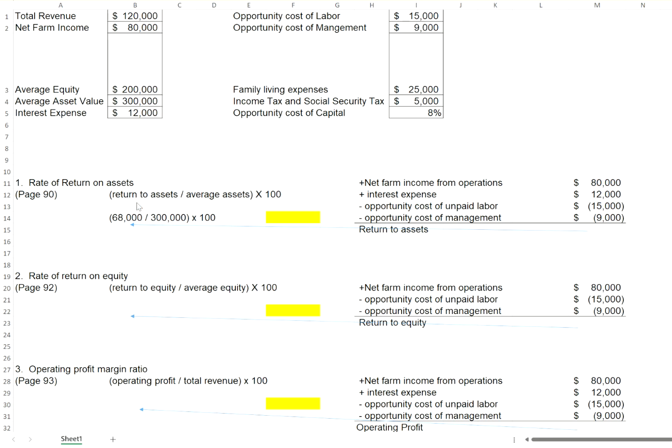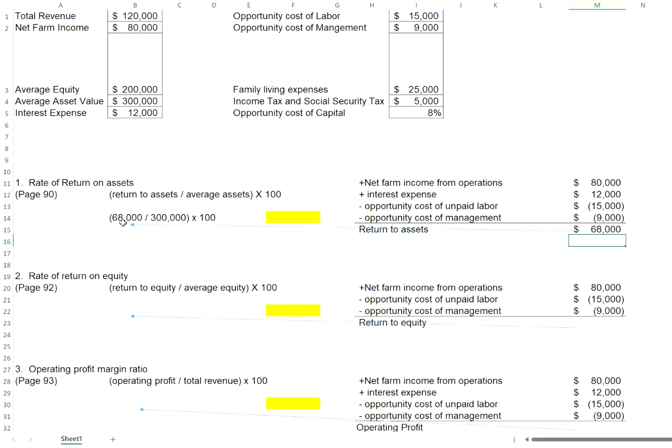Rate of return on assets. That's going to be the return to assets divided by your average assets times 100. You first of all have to calculate the return to assets. So I've already done some of the work for us. We want to add the numbers that are given, the net farm income, plus the interest expense, and we want to subtract out the opportunity cost of labor and the opportunity cost of management. Again, those numbers were all given up above. So when I total this, I get return to assets of $68,000.